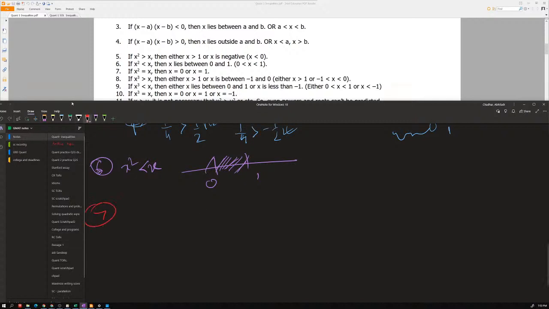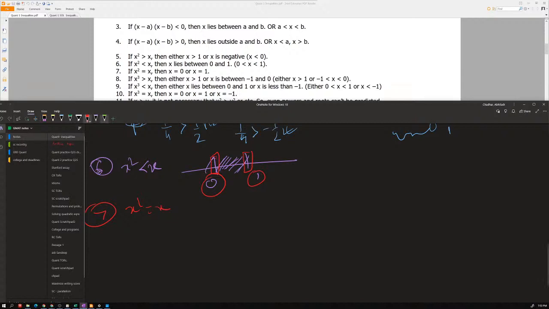Let's take number 7. Number 7 says x square is equal to x. This will happen only at 0 and 1, right? These are the only two points, because the inside and outside were covered, but only when it is 0 and 1 will it be equal.